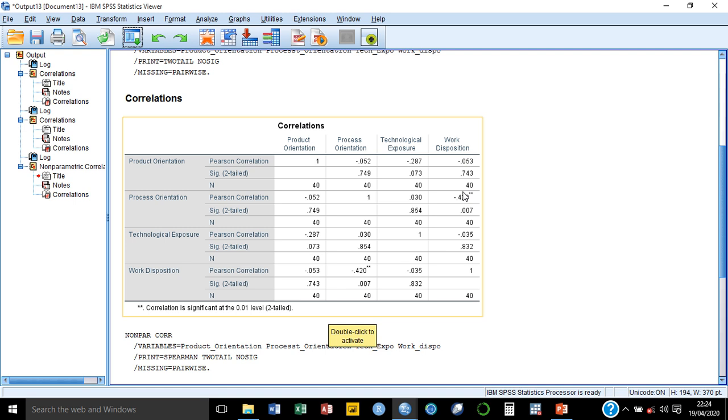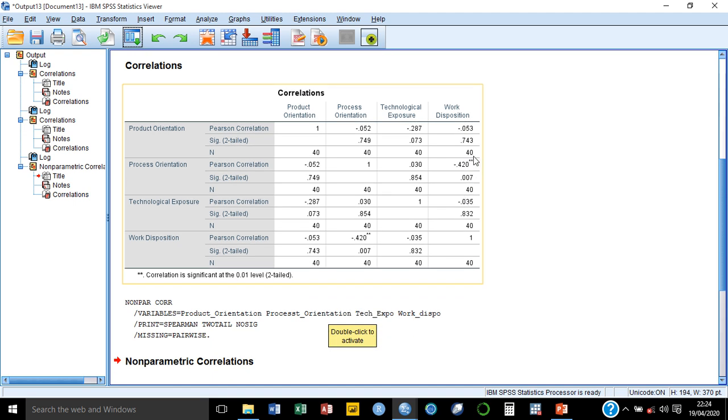Here it's minus, here it's minus. The places with double star mean it is significant at the 0.01 level. One star, which we do not have here, means significant at the 0.05 level. Alright, so this is a very significant relationship. You can see this is minus 0.420. We can't say it's strong negative, but it's still a negative relationship and it's significant.